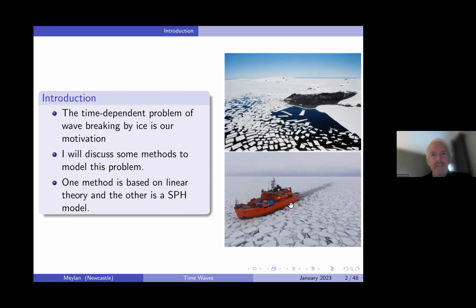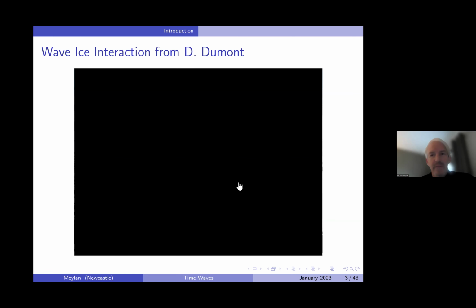And these are some pictures here that I'm sure some of you have seen before about waves in ice, which is one of the main things that I've spent my career modeling. I wanted to show you this. I don't know how well this will play on Zoom. There's always a bit of a danger with these movies. We'll see what happens here.